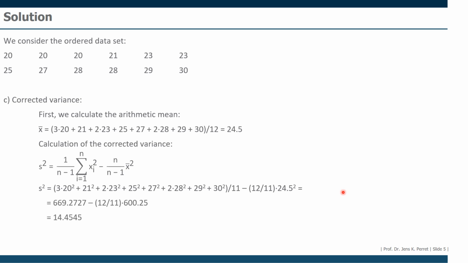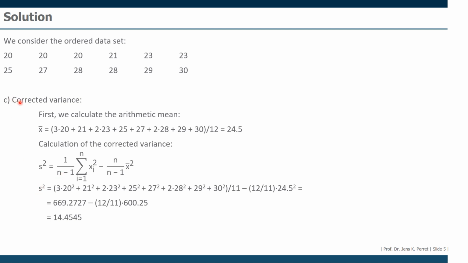Putting all of this in my calculator will yield the result of 14.4545, which then is my end result for my corrected variance. Corrected since I'm using n minus 1 and I'm using this correction factor of n divided by n minus 1.